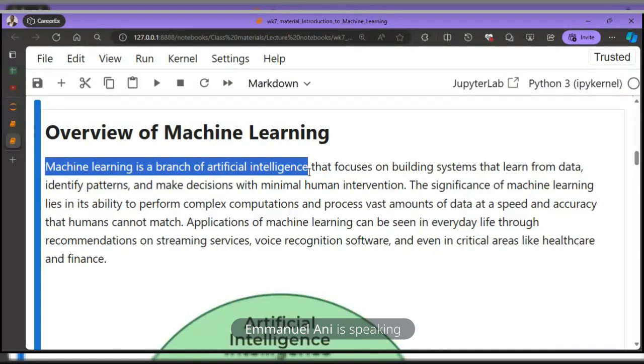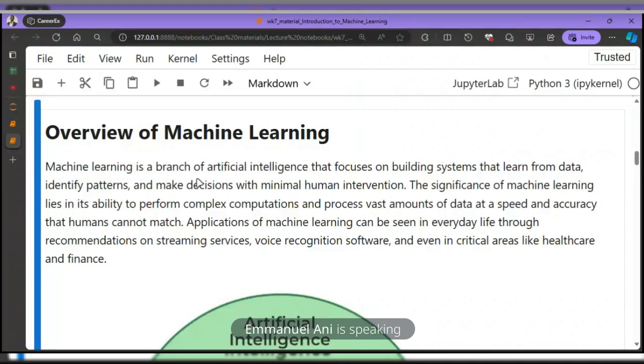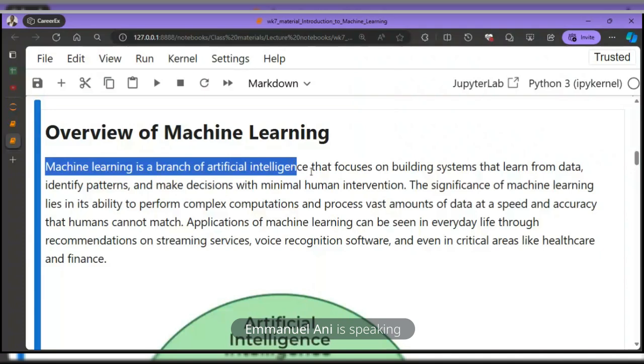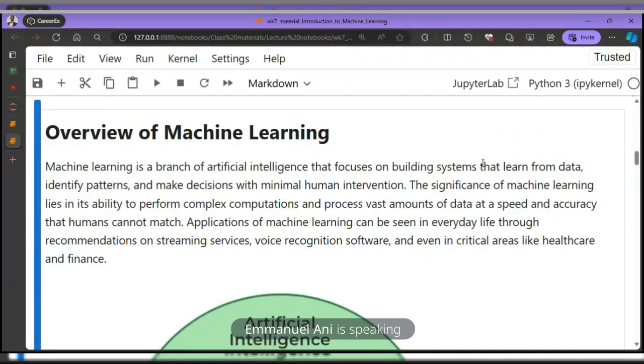So artificial intelligence is a broader field that encompasses machine learning and all other techniques to enable computers to behave intelligently. So let's go over the definition. Machine learning is a branch of artificial intelligence that focuses on building systems that learn from data, very important, identify patterns from that data, and then make decisions with minimal human intervention.